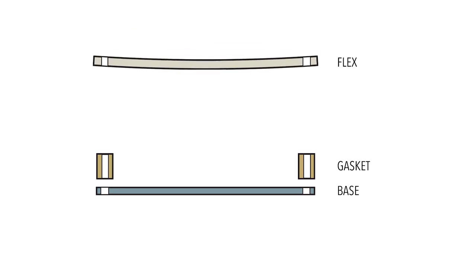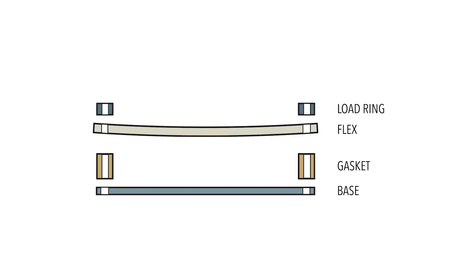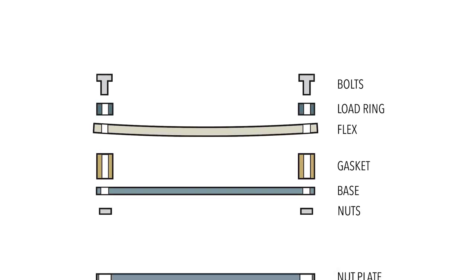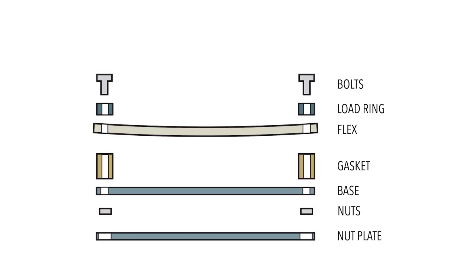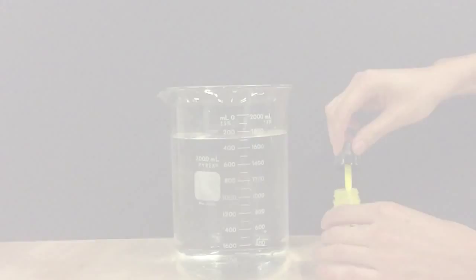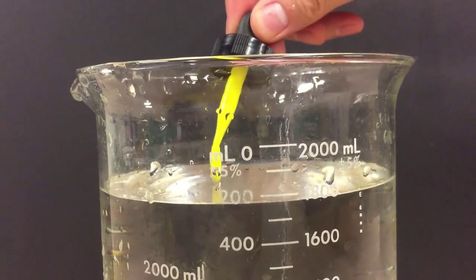It begins with a sturdy base, followed by gasket material, a flex layer, a load ring, and an optional nut ring to make it easy to assemble. The liquids you use produce different effects, such as oil or water.